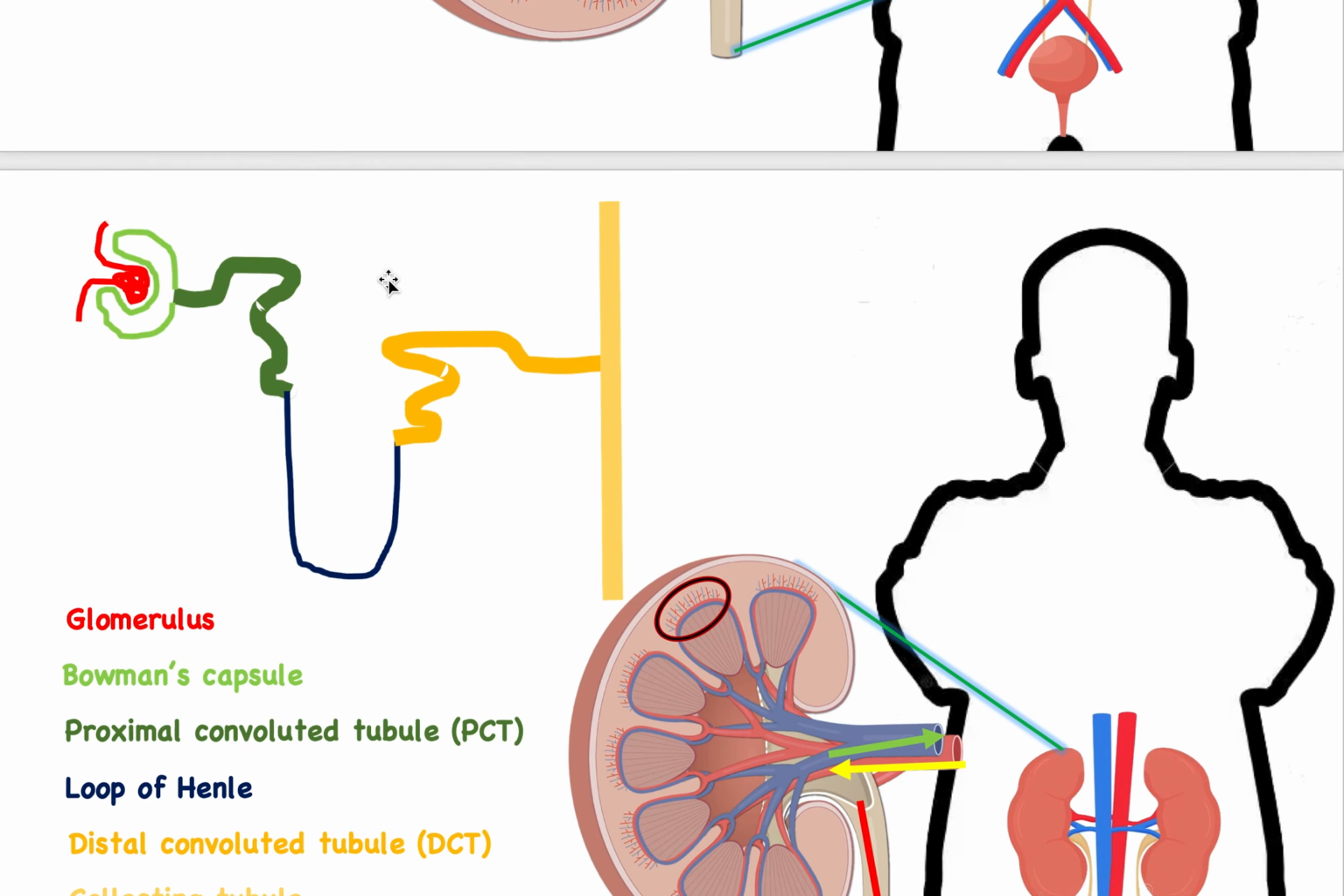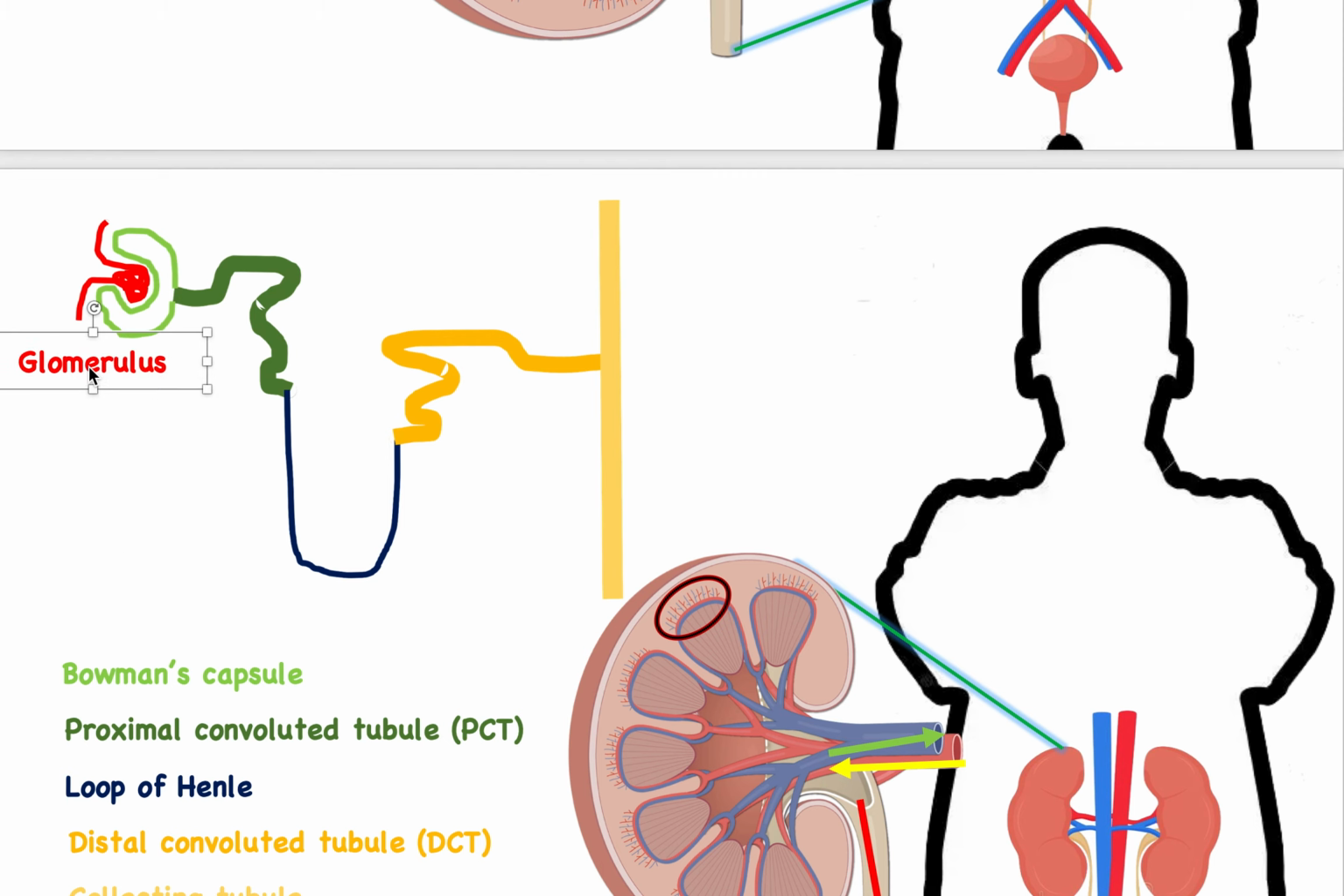Okay, so let me give some names. The glomerulus is the name of this little artery blob here. All the arteries coming in to get filtered with the unfiltered blood is called the glomerulus. Okay, that's why I made it red. I'm trying to color code it so it's easy to see. So the glomerulus is just a bunch of arteries.